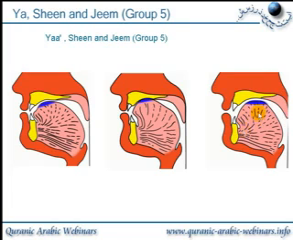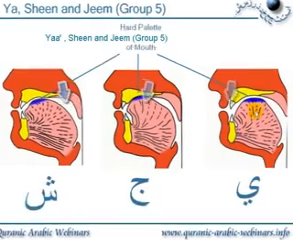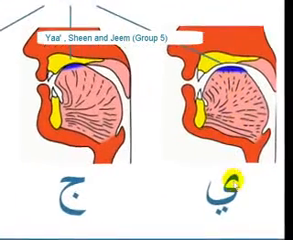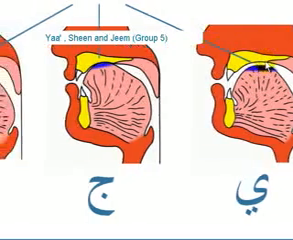Group 5 is where the tongue is touching the hard palate almost in the middle of the mouth. Again, there are 3 letters and they have slightly different positions. So we've got the letter ya, ya, which is almost exactly in the middle of the mouth, i.e. the middle of your tongue touching the top hard palate in the middle of your mouth.